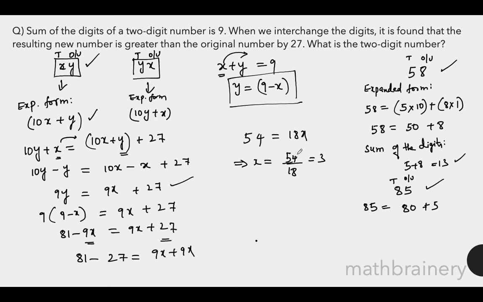So when x is equal to 3, put x is equal to 3 in this equation. You get y as 9 minus 3, which is 6. So what is the two-digit number? The two-digit number will be xy, that is 3 and 6, which is 36. You understand? Let's look at the next question.